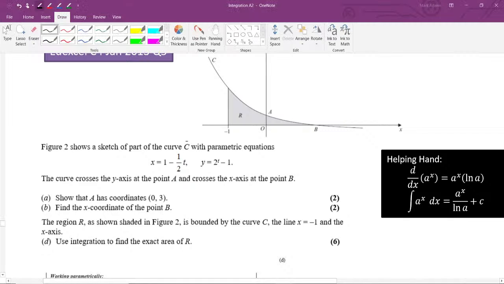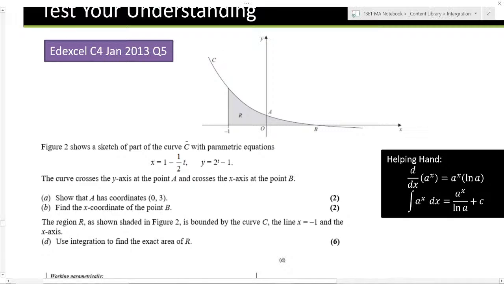When this came up in 2013, I actually remember it really well because people panicked because of the 2^t. They treated it like an e. Integral of e^t is e^t. The differential of 2^t is 2^t ln 2. The integral of 2^t is 2^t over ln 2. Here, the helping hand bit.